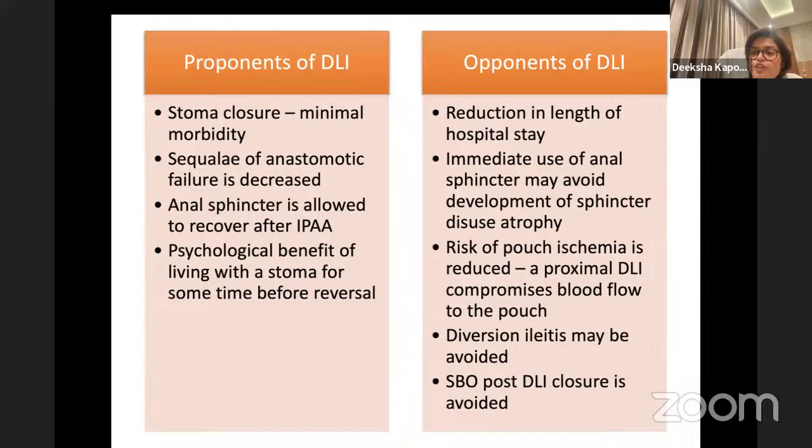Then there are certain groups of surgeons who oppose a diverting loop ileostomy, stating that there is a reduction in the length of hospital stay, and the immediate use of an anal sphincter may actually avoid the development of a sphincter disuse atrophy. They also propose, though the evidence for this is questionable, that the risk of pouch ischemia is reduced. A proximal stoma will compromise the blood supply from a pouch. The problems of diversion ileitis may also be avoided, and the issues of small bowel obstruction post a diversion loop ileostomy closure are also circumvented.